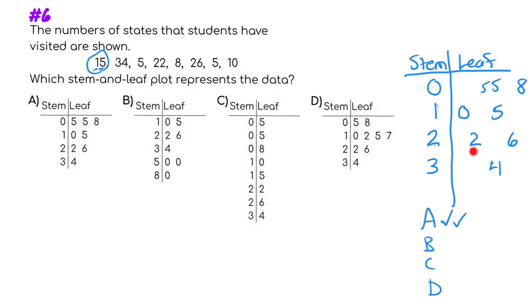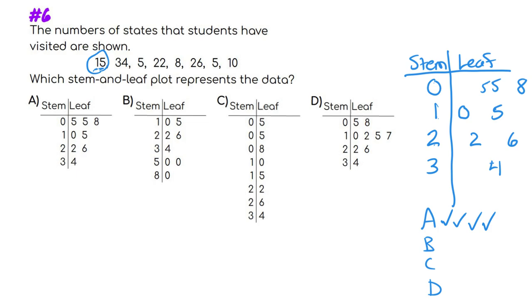Then I've got 2, 2, 6. So 2, 2, 6. Again, A's looking good. And finally, I have a 3, 4. And A's got a 3, 4. And so A looks really good. Let's check the other answer choices.